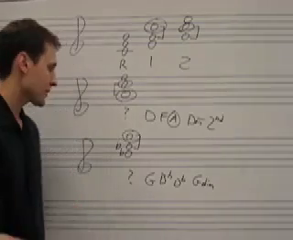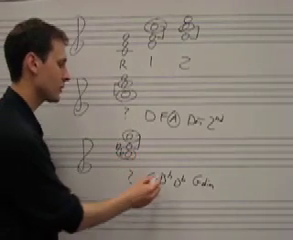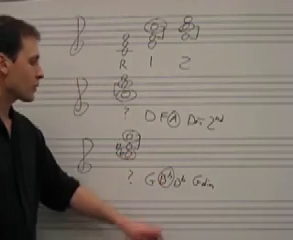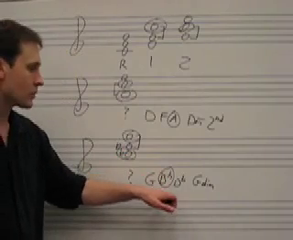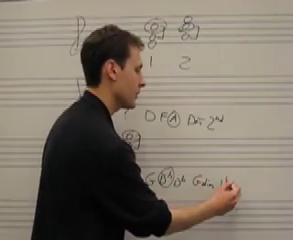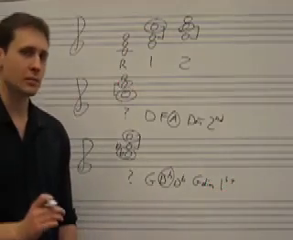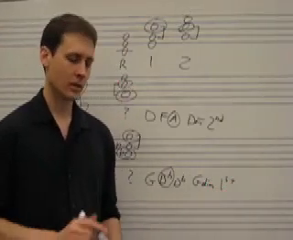Again, to complete the process, we see that B flat is the lowest note, and therefore, since B flat is the lowest note, that means it's in first inversion. So it's a G diminished chord in first inversion.